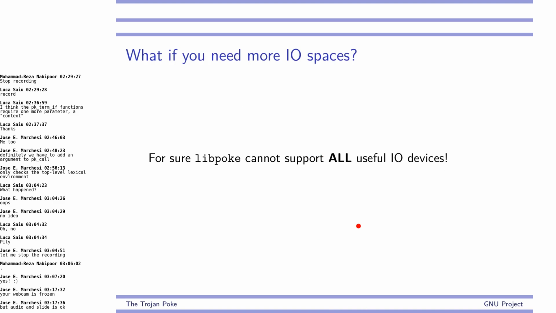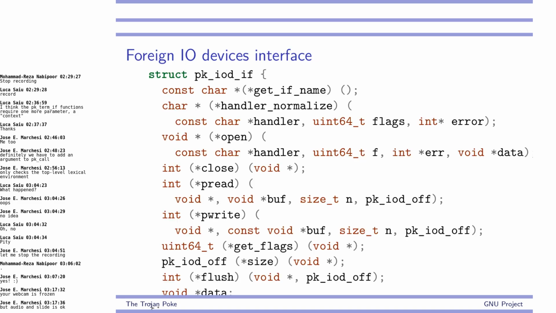We support a lot of stuff, but for sure we cannot support all useful IO devices, and it doesn't make any sense to do so. So what's our solution? To use the foreign IO devices interface. Like the term if stuff, here you have pkiod if.